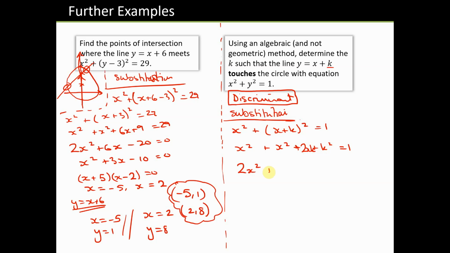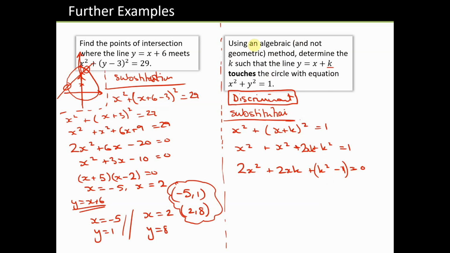So I've got 2x squared plus 2xk plus k squared minus 1 equals 0. Don't need to divide by 2 here, I don't think, because we'll end up with some fractions of k squared over there, which is going to be more awkward than it's worth. So I would keep it as 2x squared here. I think it'd be easier that way. But if you did divide by 2, it doesn't matter.